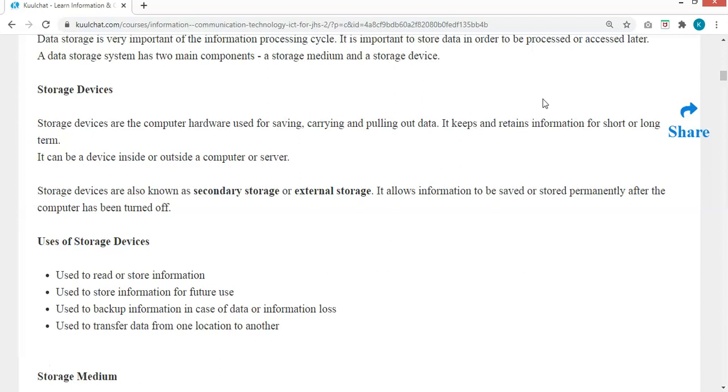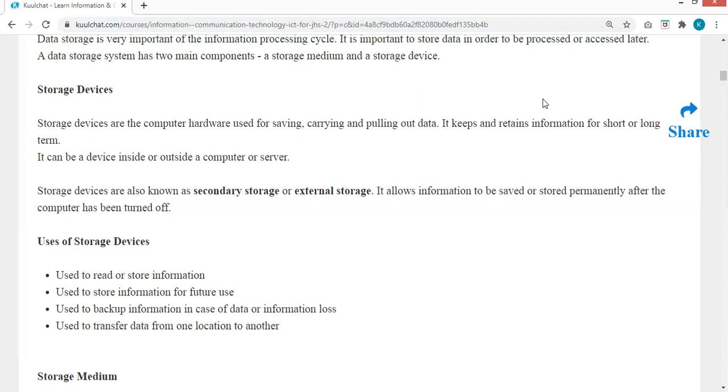So it can be a device inside or outside a computer or a server. Okay, so we have devices which are inside a computer, like the hard disk. It's inside the computer. Then we have the pen drive, which you may already know because you may have used it to carry movies and the rest. That one is outside the computer. Then we also have the floppy disk, which we also talked about. So storage devices are also known as secondary storage or external storage.